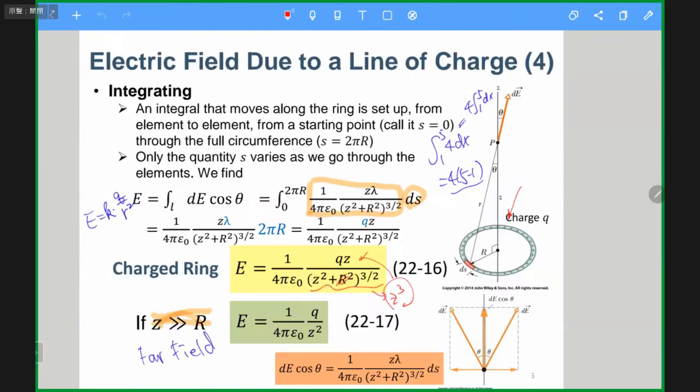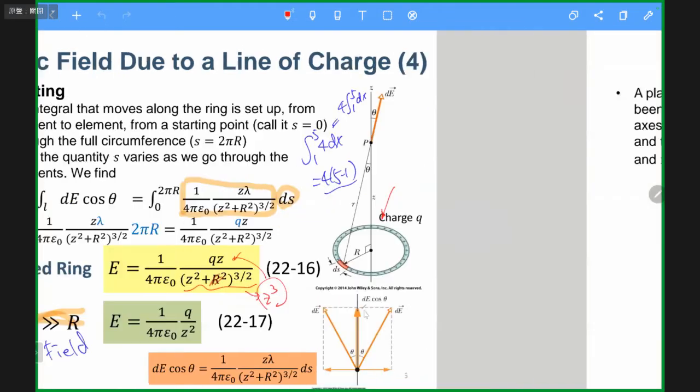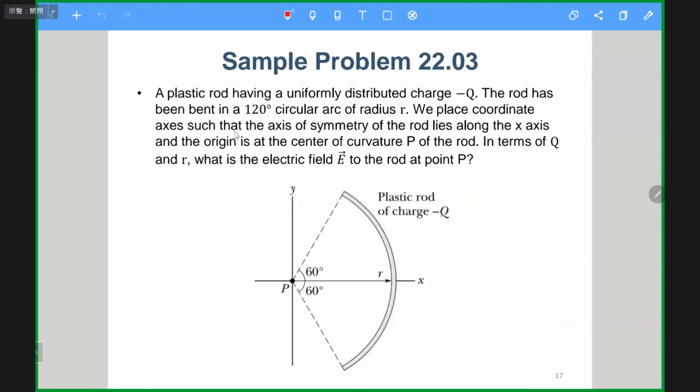Even though when we derive this equation we consider all the charge to be positive, if it is negative, it is okay. You just need to plug in the negative Q here, then everything will be the same. We have a coordinate axis such that the axis of symmetry of the rod lies on the x-axis, which means this is positive 60 degrees, negative 60 degrees. The origin is at the center of curvature of the rod. So in terms of Q and R, what is the electric field E of the rod at point P?